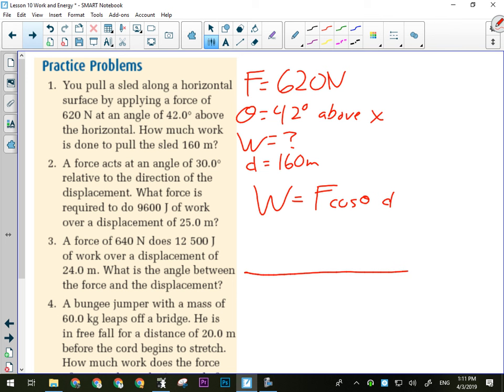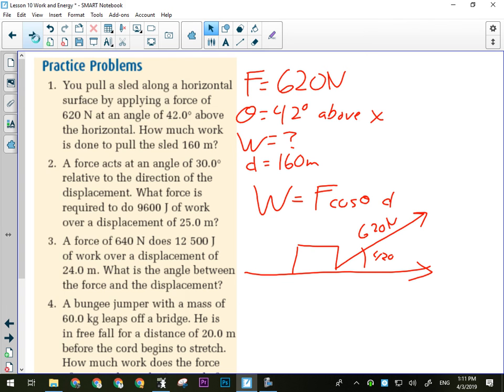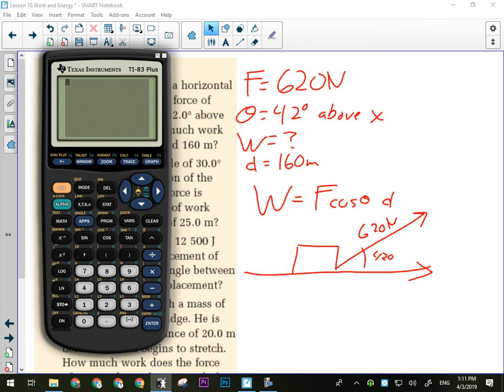because really what I've got going on here is this. This is 620 newtons, okay? This is my 42-degree angle. The sled is moving this way, so I only need this component of my 620. Right, so when I plug in my numbers, okay, I will have 620 times the cos of 42 times 160 meters.